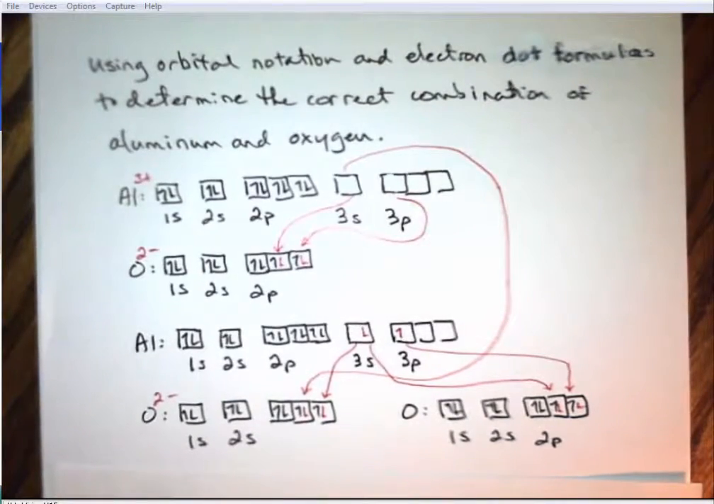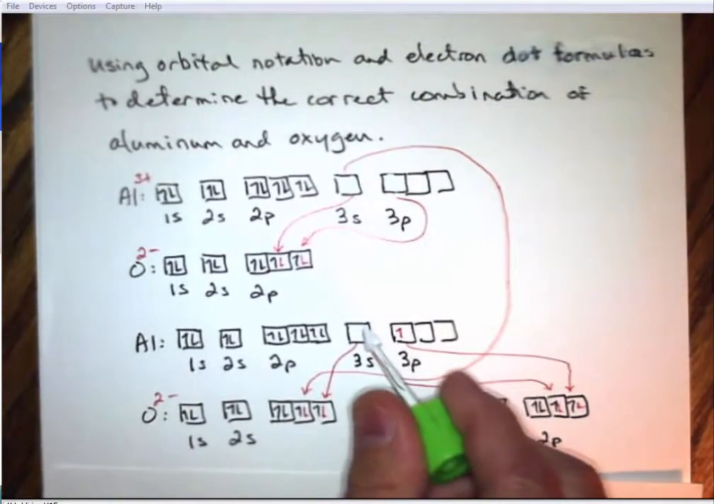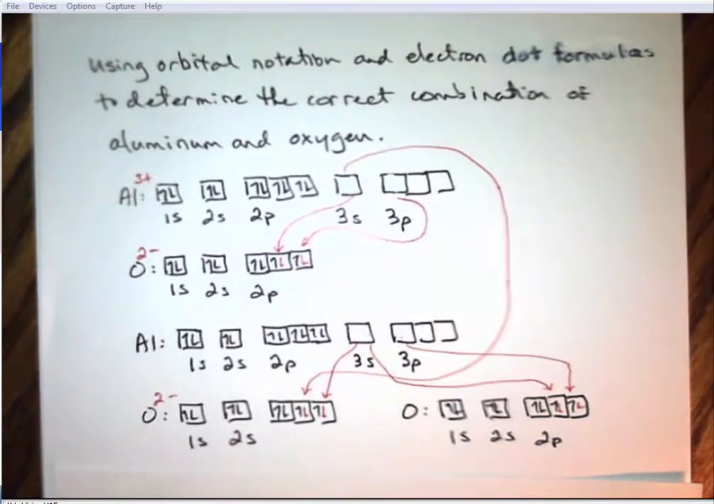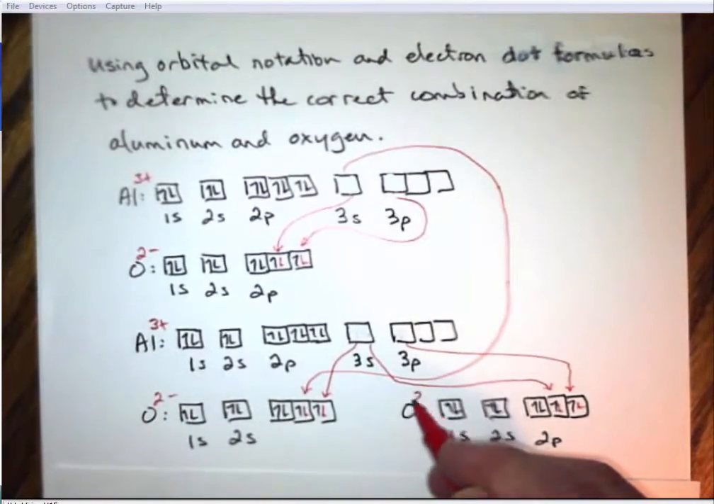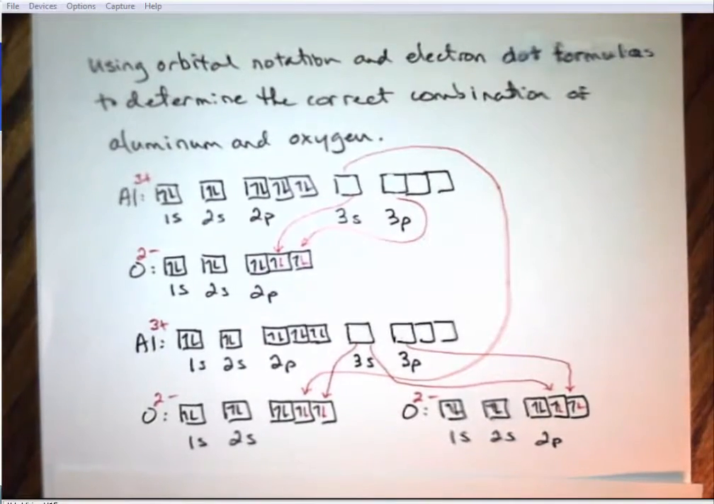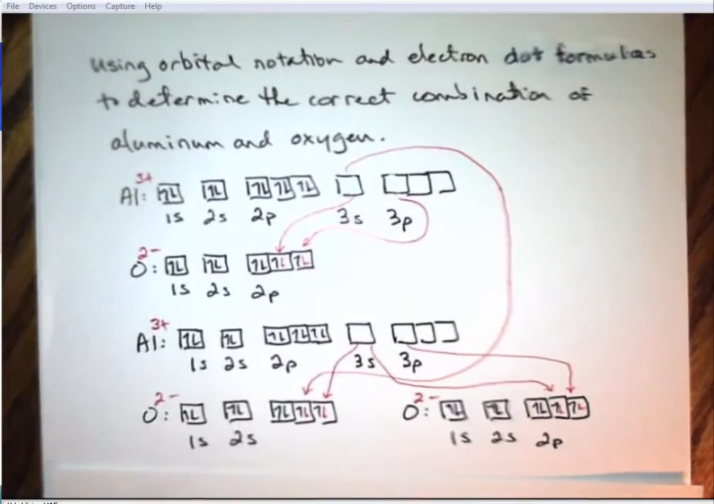And when we get it all done, this is what we end up with. So now both these aluminums are going to have a 3+ charge. All the oxygens are going to have a 2 negative charge. And add up all the charges. When you add up all the charges, what do you get? A 0, which is the point. We want to end up at the end, because we no longer have neutrally charged atoms. Now we're going to have a neutrally charged compound. That makes sense? All right. So it increases the stability of the overall system.